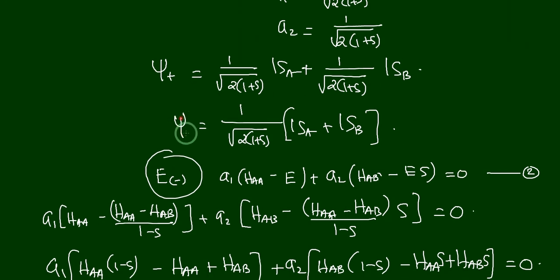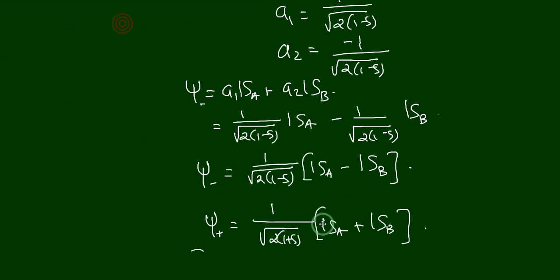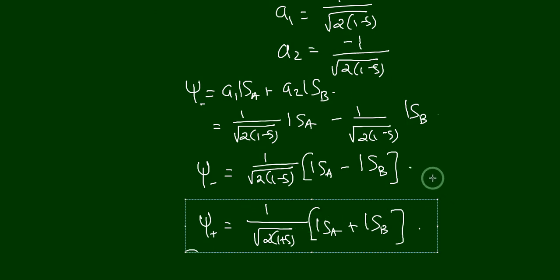Psi plus is 1 divided by root of 2 into 1 plus s, 1s a plus 1s b, and psi minus is equal to 1 divided by root of 2 into 1 minus s into 1s a minus 1s b. Okay, so these are the two equations. One is for psi plus and the other one is for psi minus.